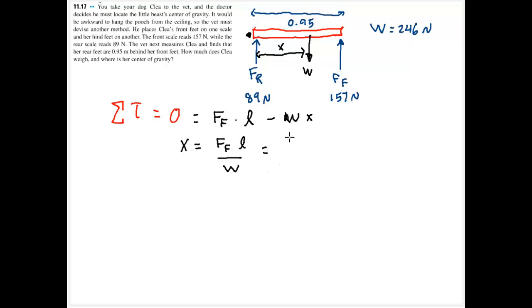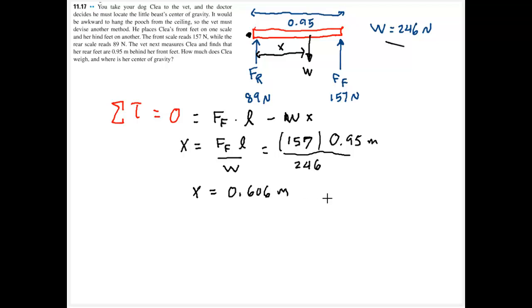I know that the force of the front feet is going to be 157 newtons, and it's going to occur at 0.95 meters. I use what I solved up here for the weight of the dog, 246 newtons, and I'm going to come up with a position relative to the rear of the dog of 0.606 meters. You could also give me 0.34 meters from the front feet. Either is an acceptable answer.